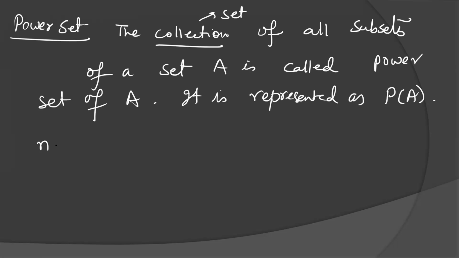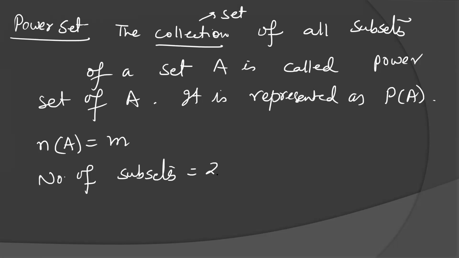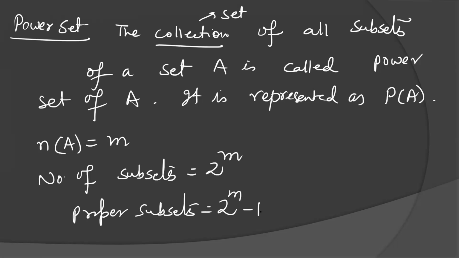If the number of elements in a set A is m, then the number of subsets will be 2 to the power m. And what will be the number of proper subsets? We cannot take the set itself, so it will be 2 to the power m minus 1.